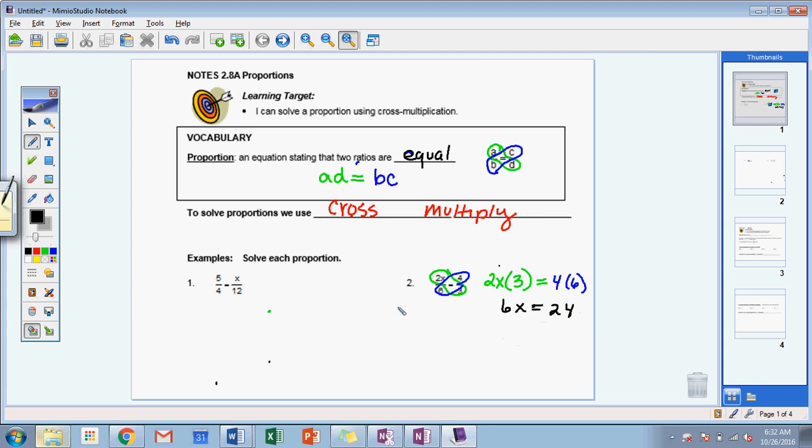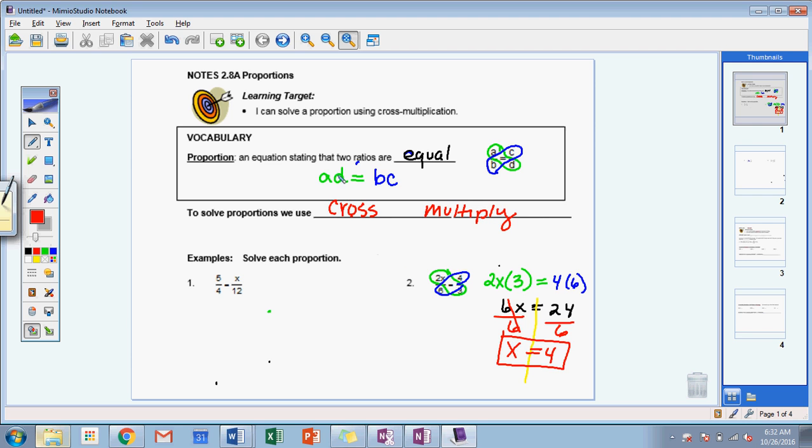I've set them equal to each other because that's the rule for proportions. And I'm going to use my equation solving skills to figure out what x is equal to. So I'm going to divide both sides by 6. So x is equal to 4. Okay, and that's how you solve a proportion. So we take the two diagonals, set them equal to each other, and multiply.